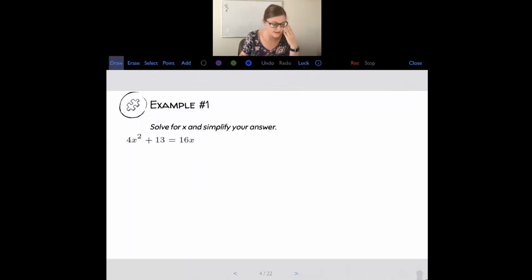Example 1, solve for x and simplify your answer. So we are in the section talking about the quadratic formula. In the next lesson, for the next homework, we'll talk about putting it all together. Okay, so these we'll solve using the quadratic formula. So we have to make sure it's in the form of ax squared plus bx plus c is equal to 0. So with that, our first step is to subtract 16x from both sides.